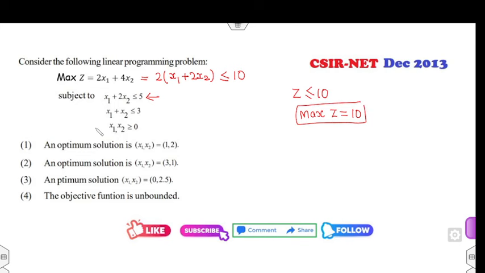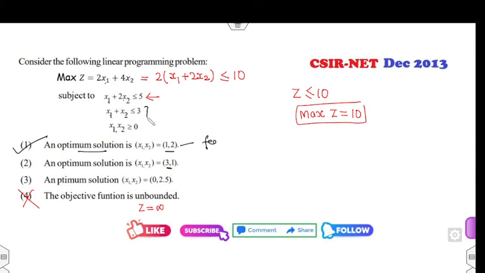Fine. The optimal solution occurs, or the objective function is unbounded. Unbounded means z is infinity, that is not possible. Now, the optimal solution is this. We will check whether 1 comma 2 is a feasible solution or not, because for the optimal solution, firstly check whether it is feasible or not. 1 plus 2, 3 satisfied. 1 plus 4, 5 satisfied. What is the objective function value? 2 plus 8, 10. So yes, optimal solution.